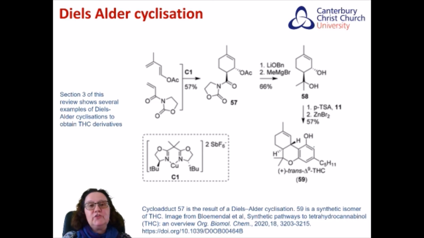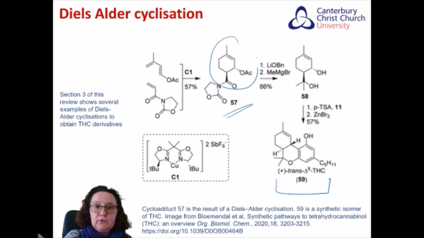Diels-Alder reactions, condensations, are used widely in all fields of synthetic chemistry, including pharmaceutical chemistry. So for example, this image from a 2020 review on how to synthesize tetrahydrocannabinol derivatives, THC derivatives, has a section on how to use Diels-Alder cyclizations to obtain THC derivatives. If you look specifically at compound 57, one of the intermediates of the reaction to synthesize this THC derivative, this part of the molecule is the result of a Diels-Alder condensation.